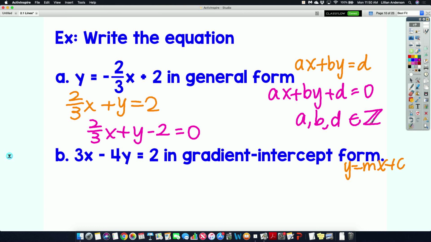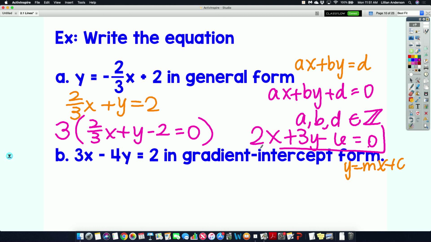How do I turn a fraction into a whole number? Multiply the whole thing by 3. Very good. Whatever your denominator is for your A, B, and D, if they're all the same, you multiply every single term by the denominator. If they're not all the same, then you multiply by the common denominator. So if you multiply everything by 3, 2/3 times 3 is what? 2. So that becomes 2x, 3y, and -2 times 3 becomes -6, and now it is in general form, ax plus by plus d equals 0, where a, b, and d are integers.